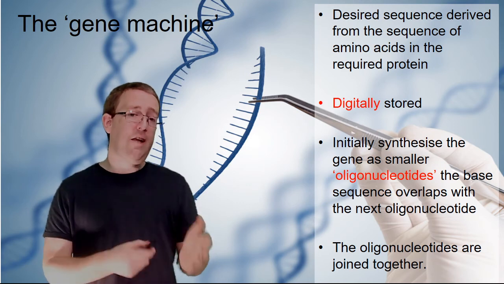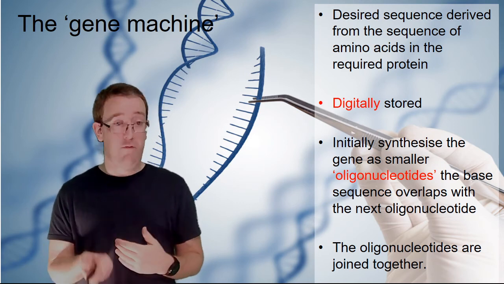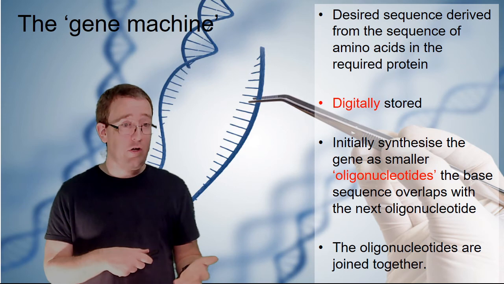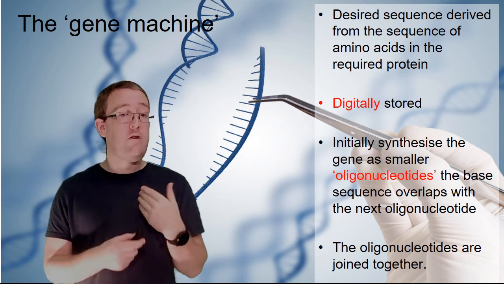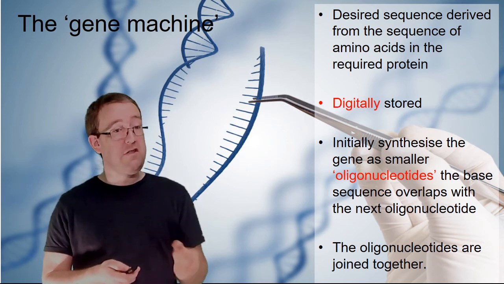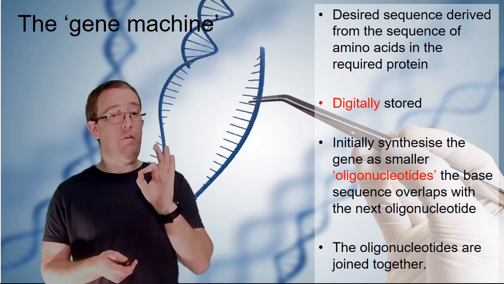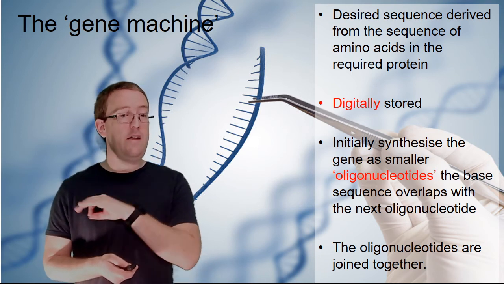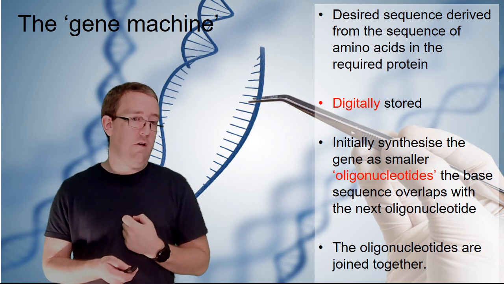Well, basically, you take your desired sequence, either derived from the amino acids or from somebody else's work or from gene sequencing. You store that digitally. You initially synthesize these little oligonucleotides with overlapping base sequences, and then you join them together later in another stage.